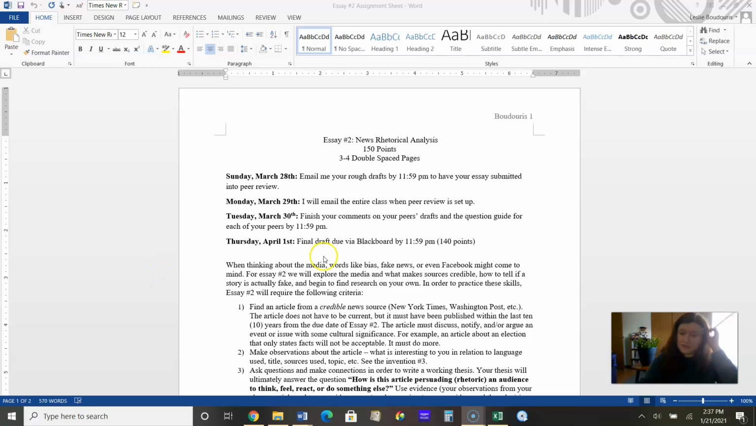The timeline for this is a little bit different than essay number 1, just because I can't make it due the weekend of April 2nd through the 4th, because that's Easter weekend. I don't want to interrupt anybody's holiday, and of course we don't have school on that Friday. So I am making the essay due that Thursday night on April 1st.